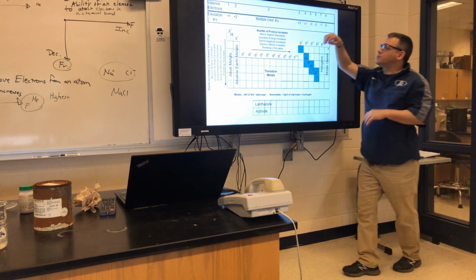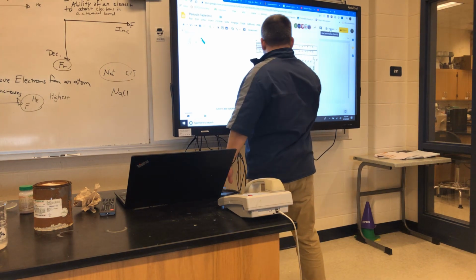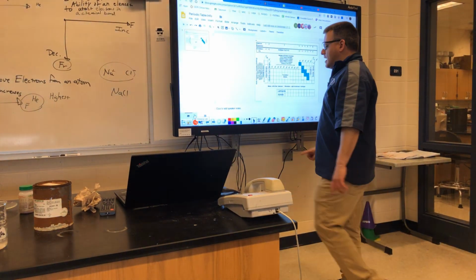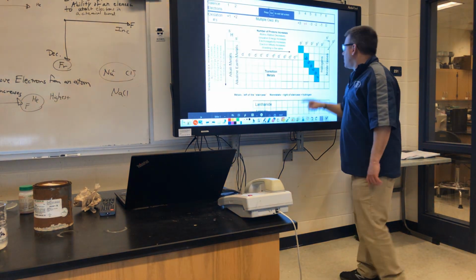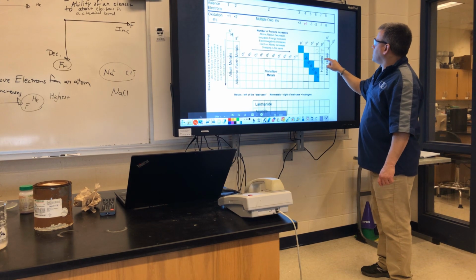Okay, so now, here's what you need to write down. Here's what you need to write on your paper. The most reactive non-metals in the periodic table are fluorine, oxygen, and chlorine.